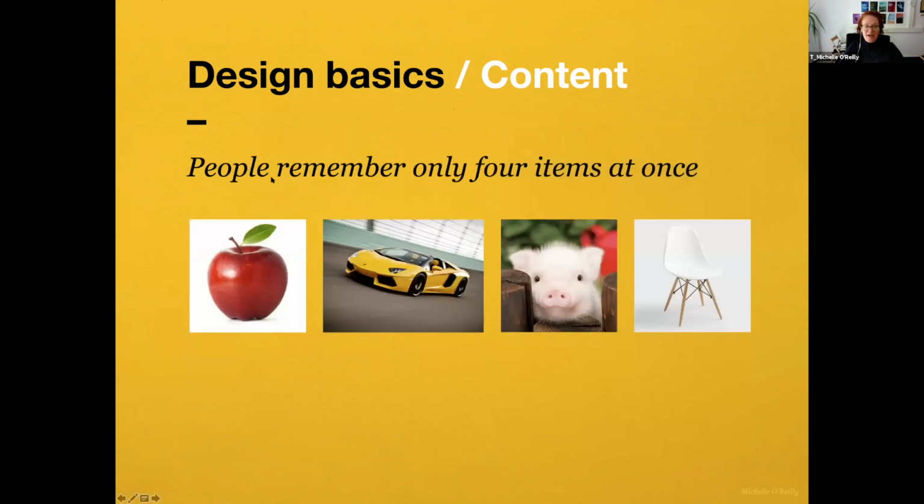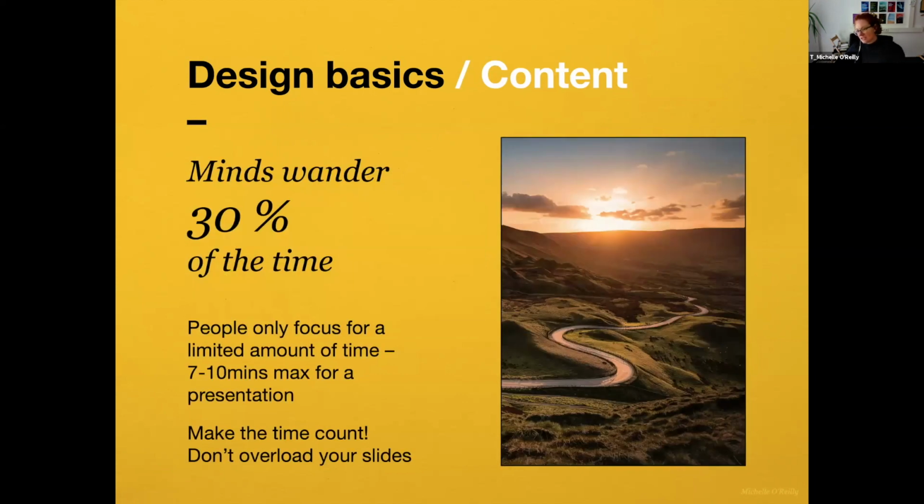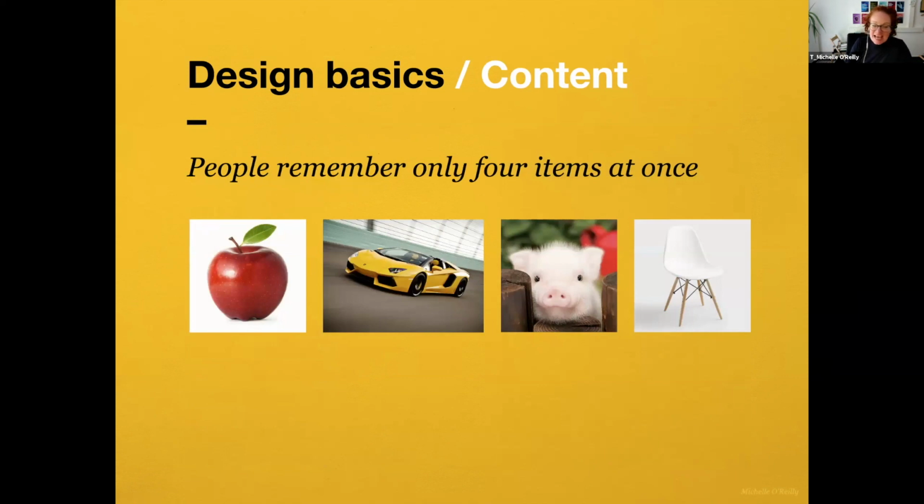Let's go here. Okay. So people only remember 4 items at once. Have a look. Can anybody tell me what they just saw? What items did they see? Apple, car, chair, pig. Yes, pig, apple and a sports car. Oh, the sports car, cool. Okay, so yeah, you were right. There was an apple, a sports car, a pig, and a chair.